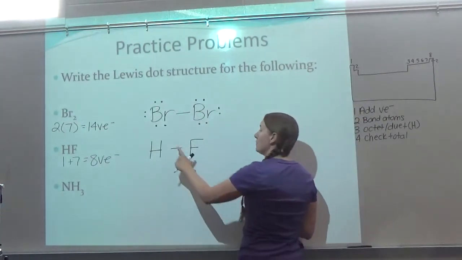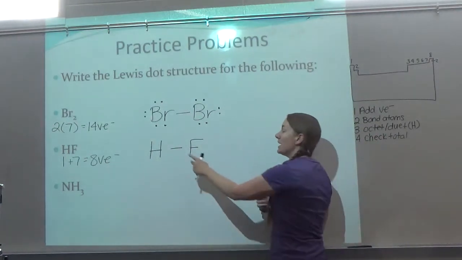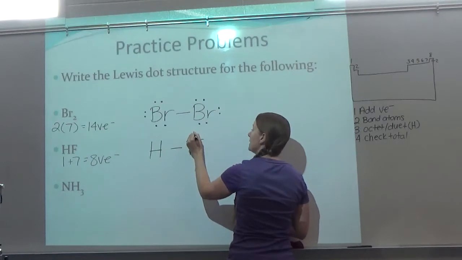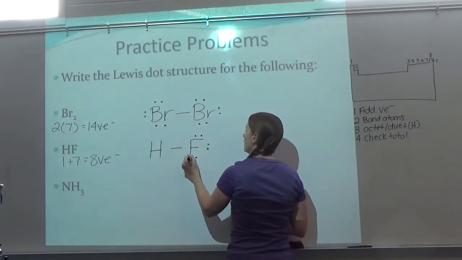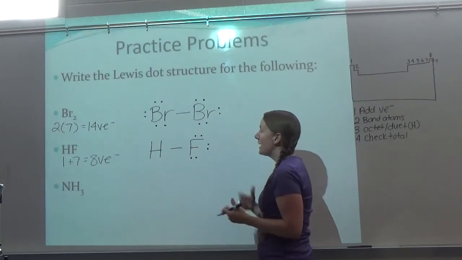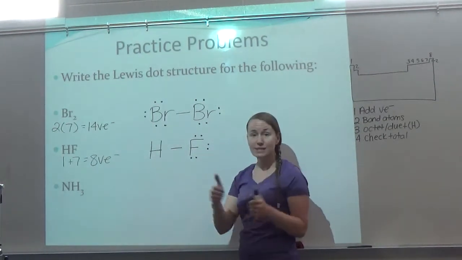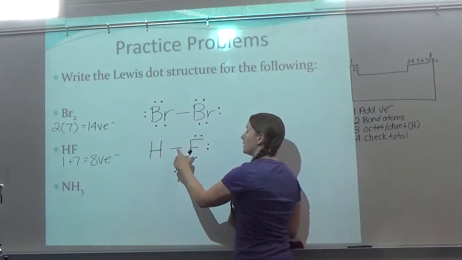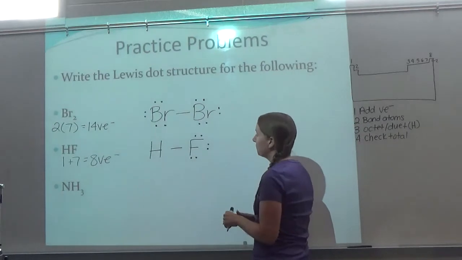All right, so fluorine, on the other hand, follows the octet rule, so it needs 8. When in the bond, it has 2, so how many more does it need? It needs 6. So 1, 2, 3, 4, 5, 6. So now let's just check everybody. So hydrogen has 2, so it's stable. Fluorine has 2, 4, 6, 8. So it is also stable.